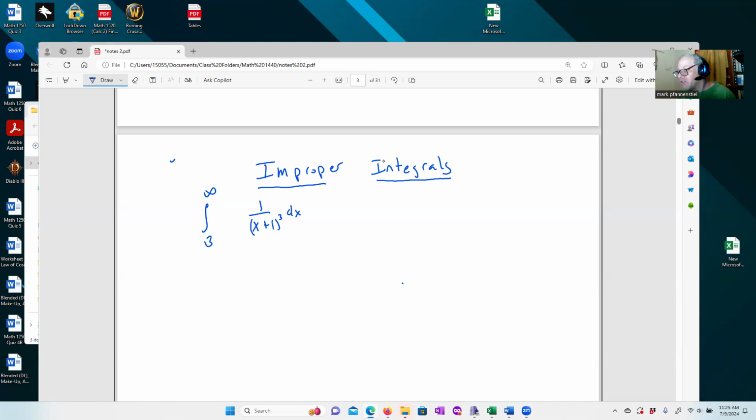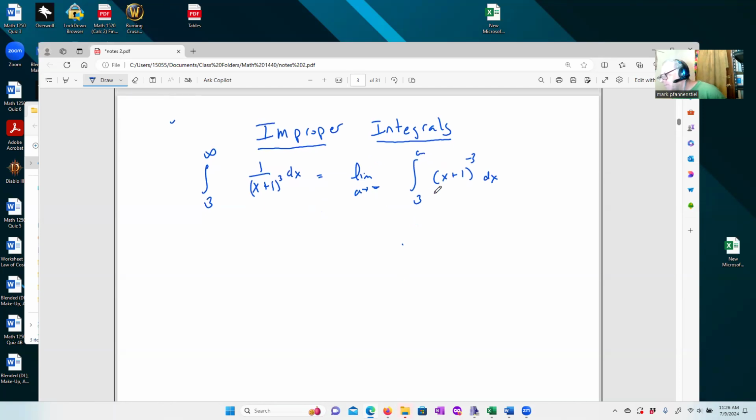So the first thing we're going to do is change this to the limit as A approaches infinity. It's whatever letter you like, A, B. We prefer you didn't use C because that has a job. But we have other letters that we didn't use yet. Of the integral between 3 and A. And I'm going to go ahead and change this to a calculus problem. So we're going to say x plus 1 raised to the negative 3. Everything else works exactly the same as you think it ought to. So we're just going to integrate this as normal.